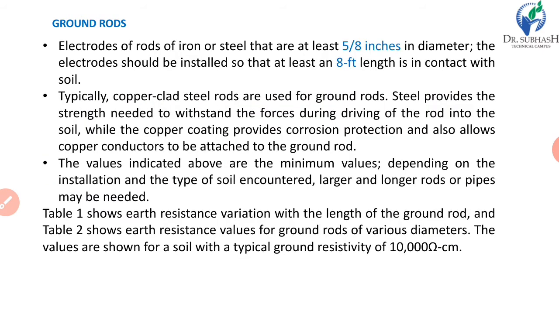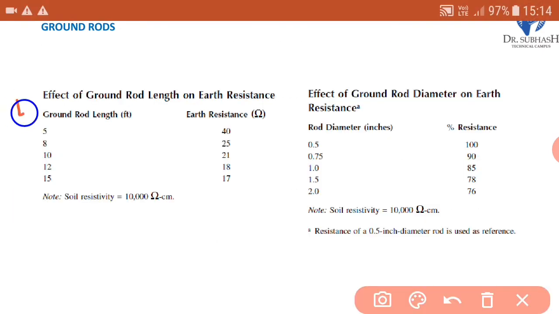In the first column we can see ground rod length in feet, and in the second column there is the earth resistance in ohms. So for a 5 feet length of ground rod, earth resistance will be 40 ohm. For 8 feet length of ground rod, there will be earth resistance of 25. Then for 10 feet the resistance is 21, and so on.